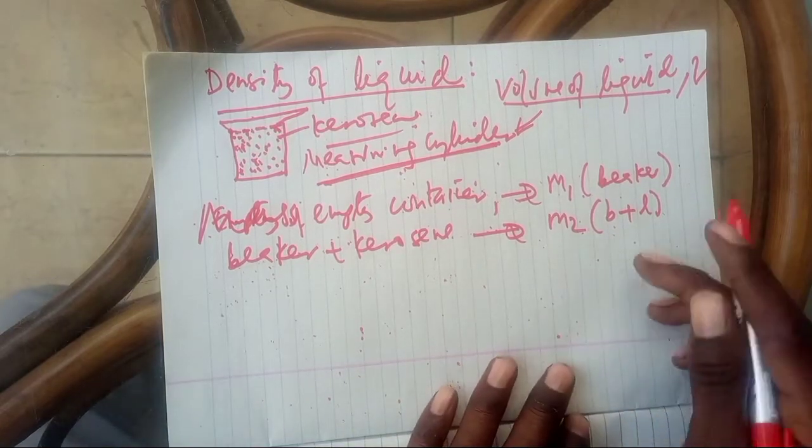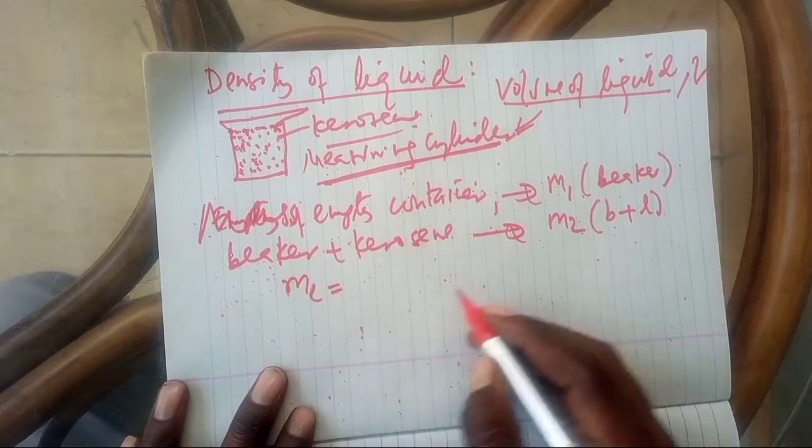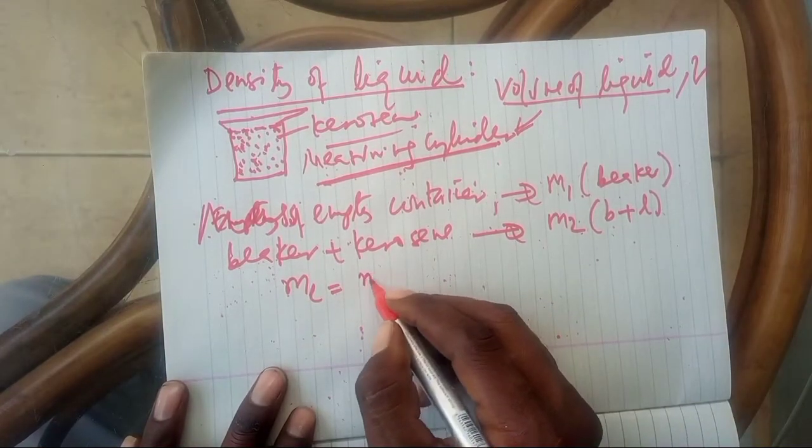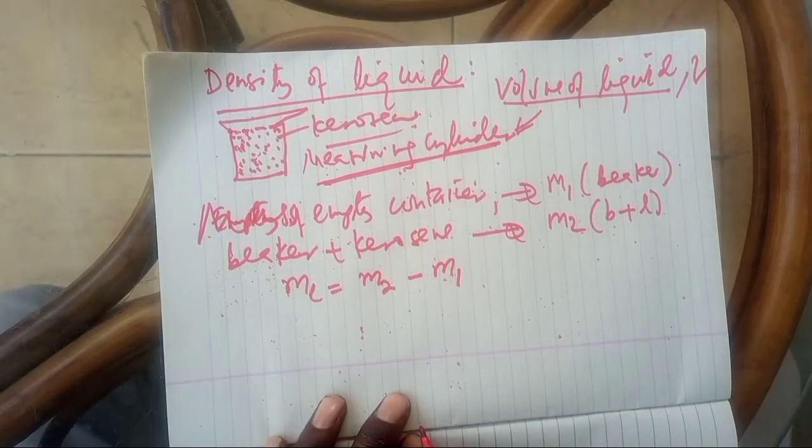So if now you are looking for the mass of liquid, the mass of liquid will be equal to the mass of the beaker plus liquid minus the mass of beaker alone.